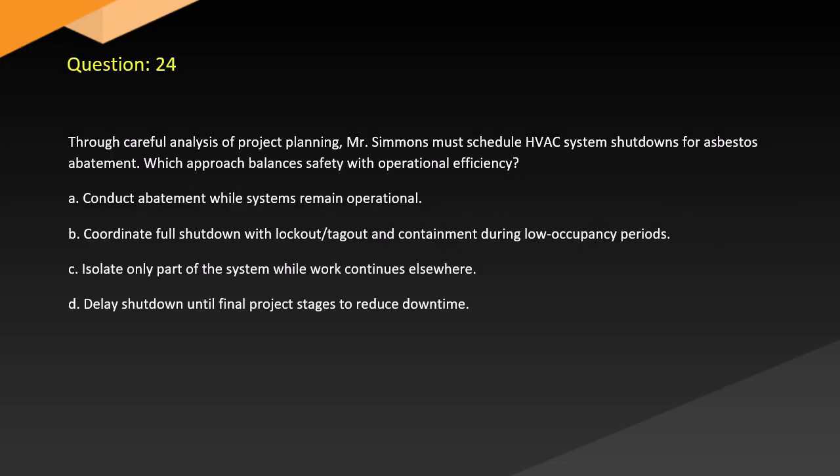Question 24. Through careful analysis of project planning, Mr. Simmons must schedule HVAC system shutdowns for asbestos abatement. Which approach balances safety with operational efficiency? A. Conduct abatement while systems remain operational. B. Coordinate full shutdown with lockout and containment during low occupancy periods. C. Isolate only part of the system while work continues elsewhere. D. Delay shutdown until final project stages to reduce downtime.